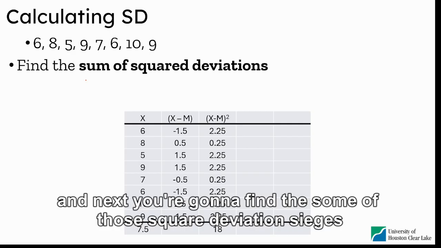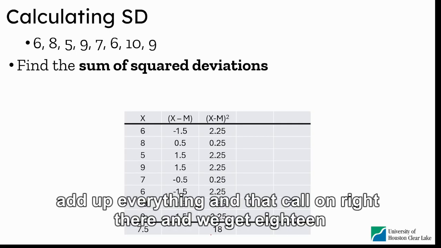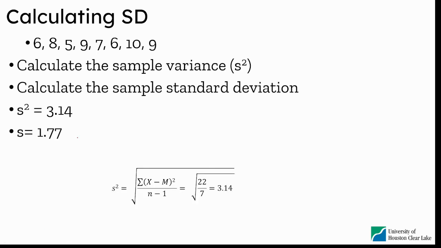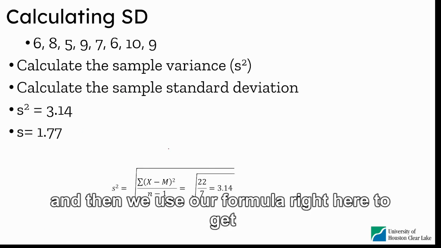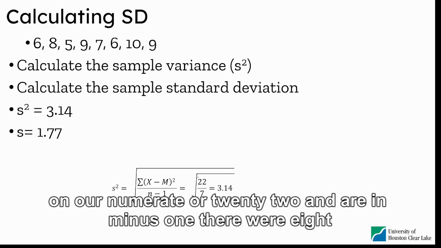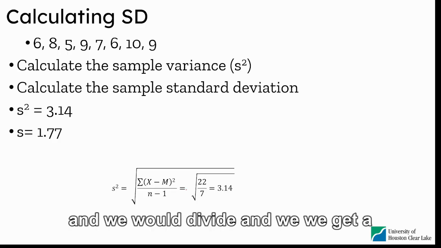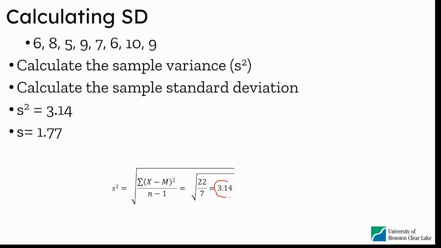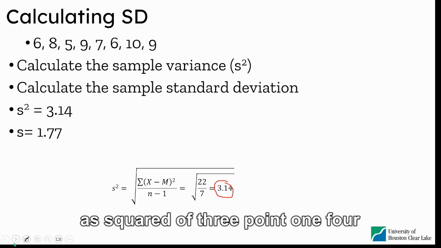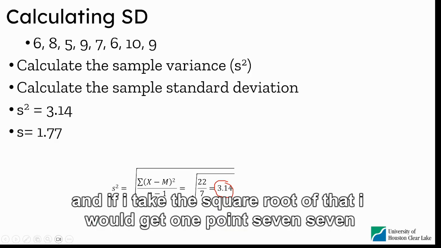And next you're going to find the sum of those squared deviations. You just add up everything in that column right there, and we get 18. And then we use our formula right here to get on our numerator 22 and our n minus 1. There were 8 people in this sample, so 8 minus 1 gives us 7 for our degrees of freedom. And we would divide and we would get an s squared of 3.14. And if I took the square root of that, I would get 1.77.